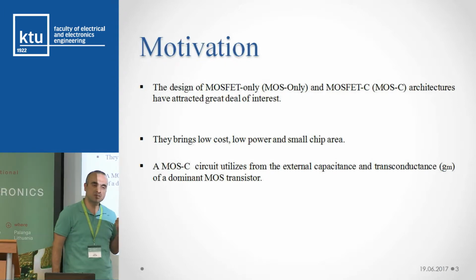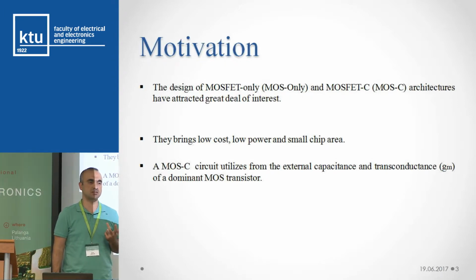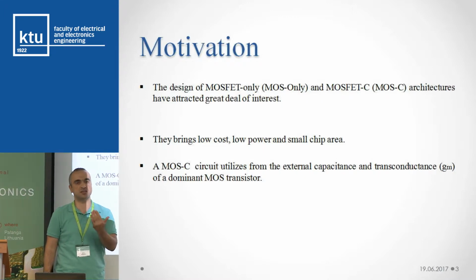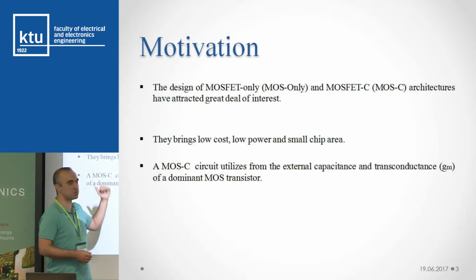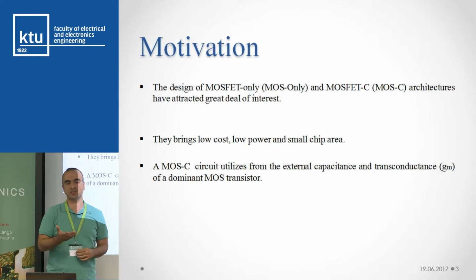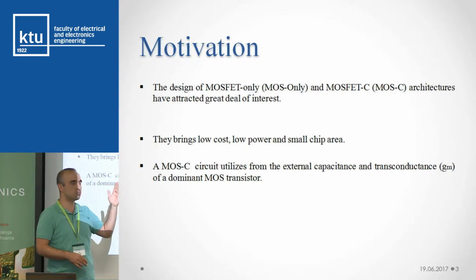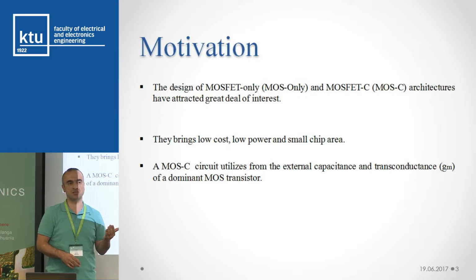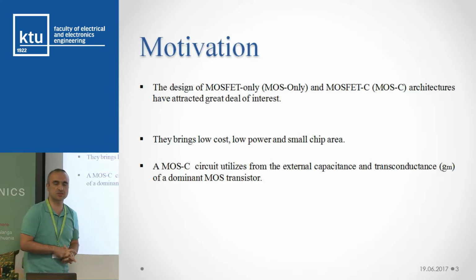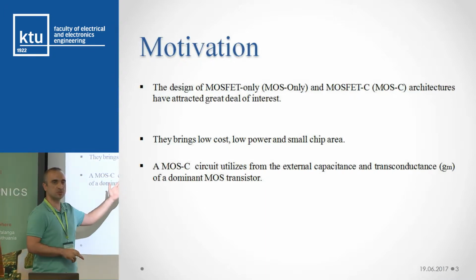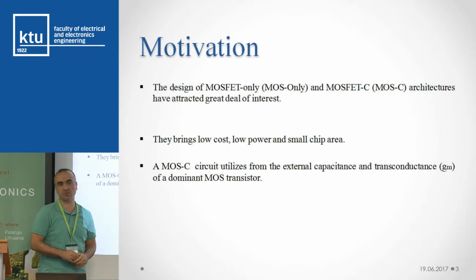Plus, it also has a gm value, a transconductance. 1 over gm makes a resistance, so can I use this as a physical resistance? This is for MOS-only, but if you use a physical capacitance instead of a Cgs value, for example, then this is called MOS-C or maybe gm-C filter design. What is advantageous about this design is the low cost, low power, and also small chip area, because you only use the transistor itself.